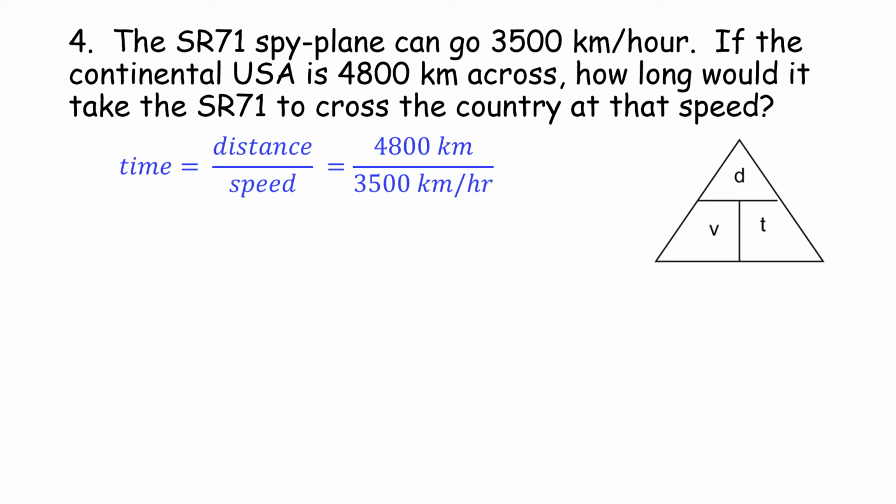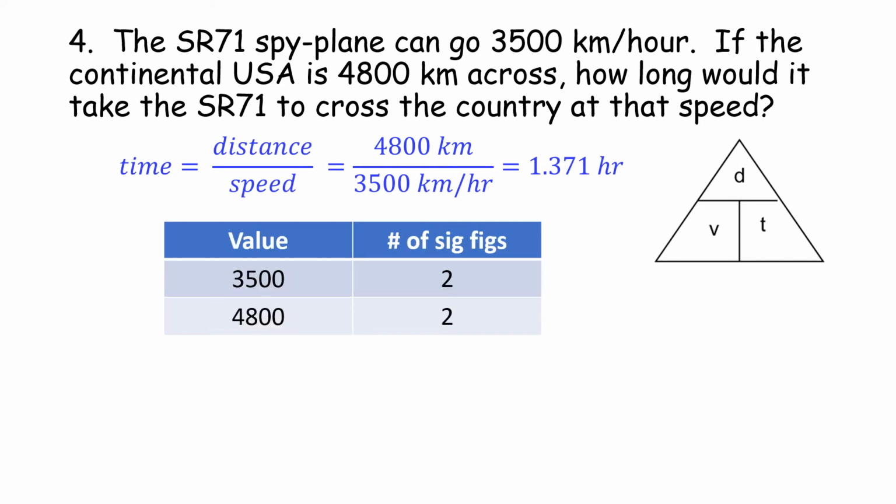We substitute in our values, making sure to write our units, 4,800 kilometers over 3,500 kilometers per hour. And that gives us 1.371 and some other numbers that I've not written down. 1.371 hours. Now again, we have to consider this is a division problem. The values only have two significant figures each. So we must round it off to two significant figures. So the final answer, 1.371, should be rounded off to 1.4 hours.